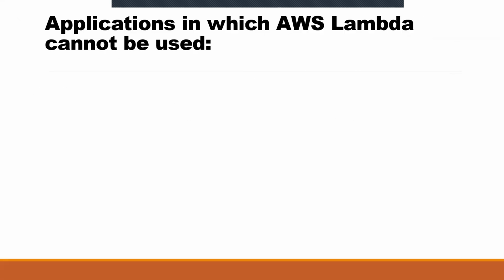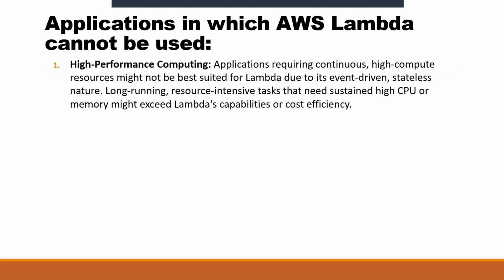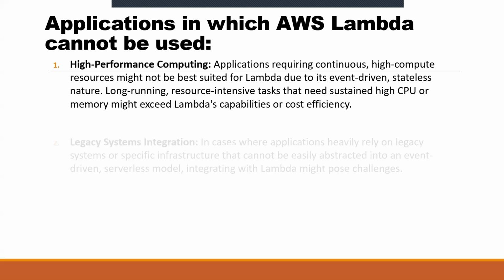So next are applications in which AWS Lambda cannot be used. So first is high performance computing. Applications requiring continuous high compute resources might not be best suited for Lambda due to its event-driven stateless nature. Long-running resource-intensive tasks that need sustained high CPU or memory might exceed Lambda's capabilities or cost efficiencies.